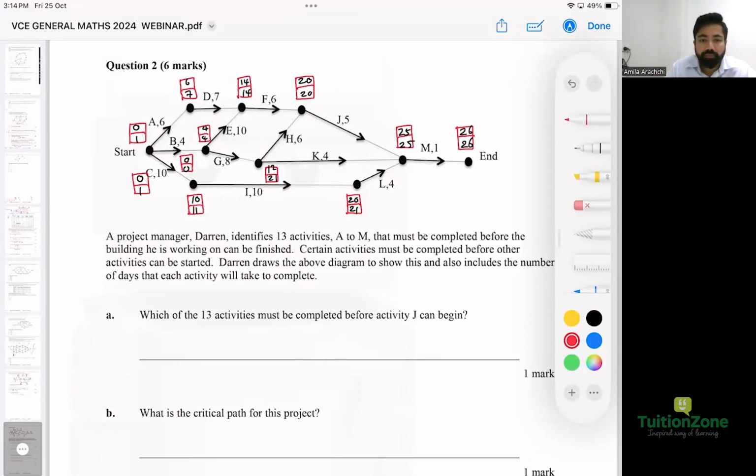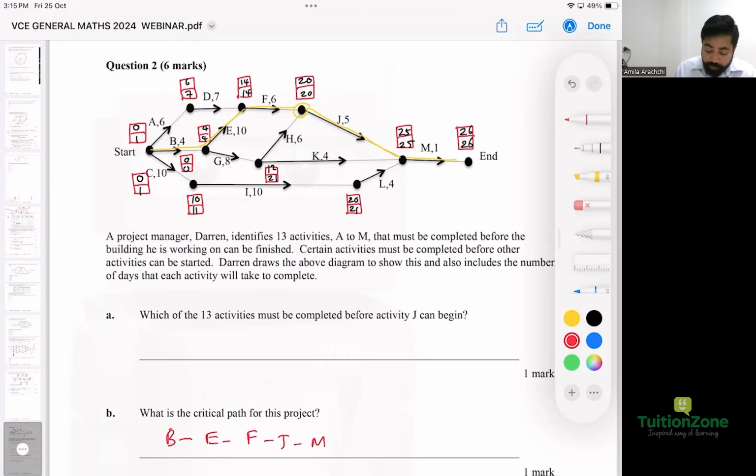Critical path. B, E, F, J, M. Sounds good. I'll write that down. So B, E, F, J, M. Perfect. Then, which of the 13 activities must be completed before the J? So where's the J? J is somewhere there. So what do they need to be completed before J? To start the J, what do you need? You can just go backtracking it.